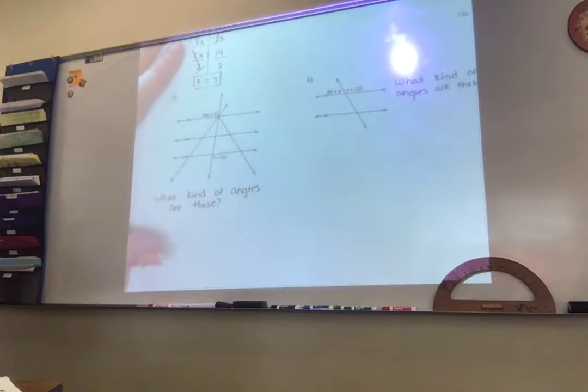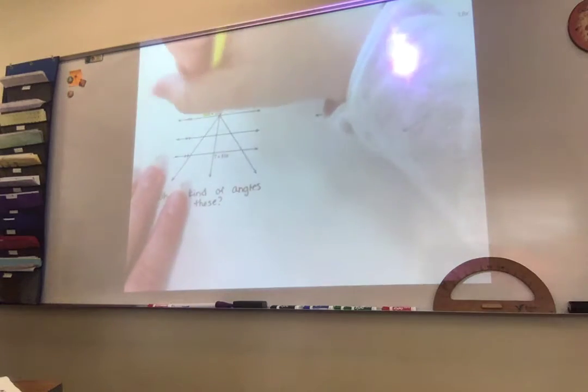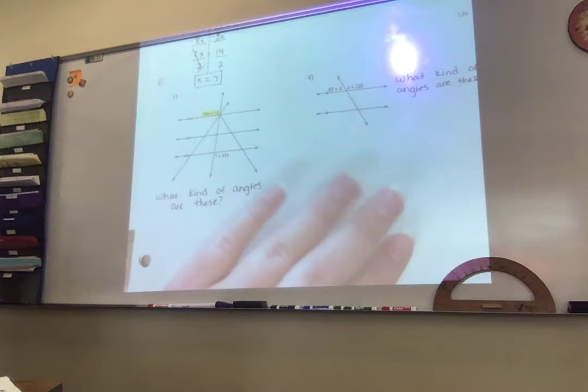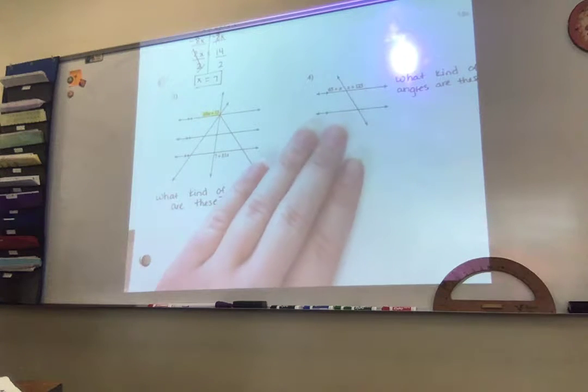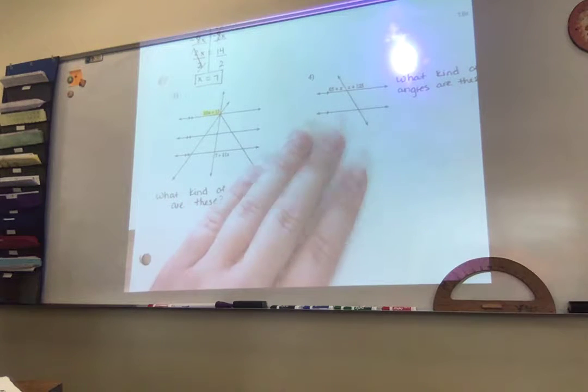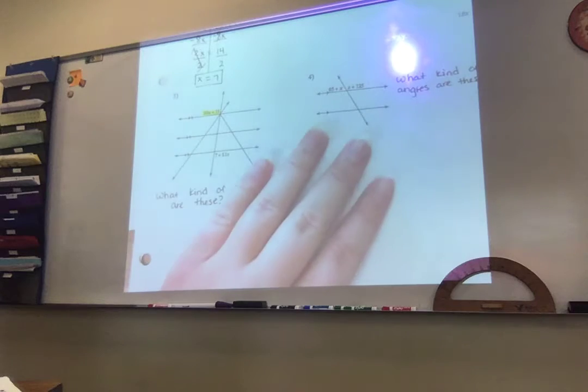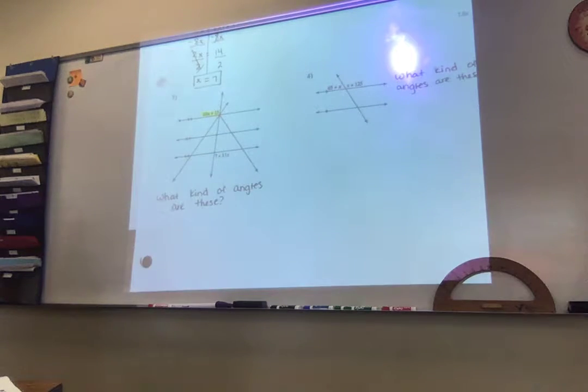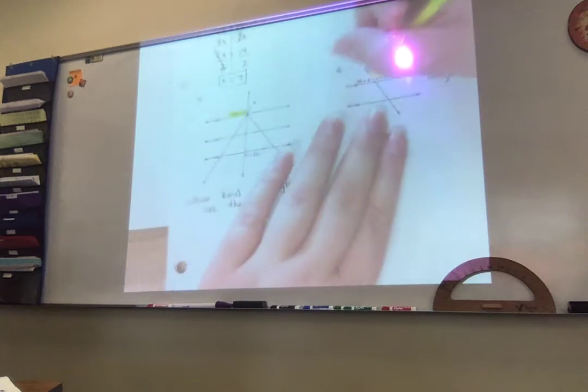So in number 3, it's the top one, 10x plus 15. In number 4, how do you know which one's which? Well, they should be bolded. This one I can't quite tell. It doesn't really matter, I'm going to do x plus 125.